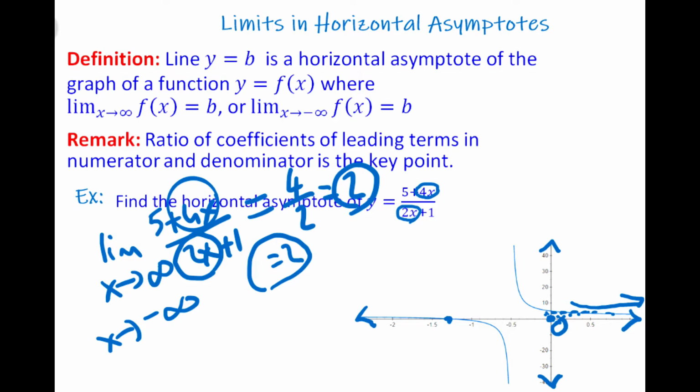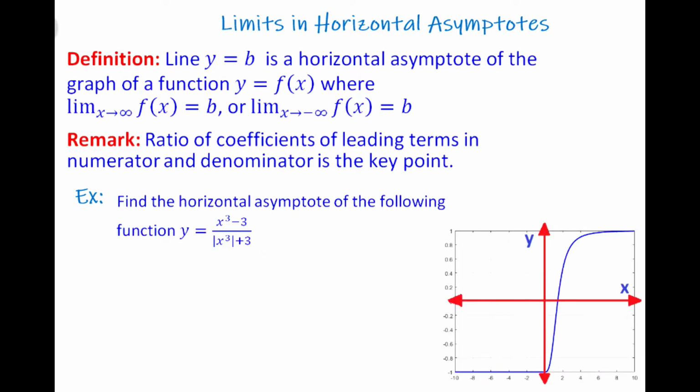And let's take a look at the next example. In this question, guys, it says find the horizontal asymptote of the following function. Again, we have y equals x cubed minus 3 divided by, in absolute value, x cubed plus 3. I just put the graph of the function here, but actually without looking at the graph, we can easily solve the question as well. But let's solve the question by just considering the function that is given to us.